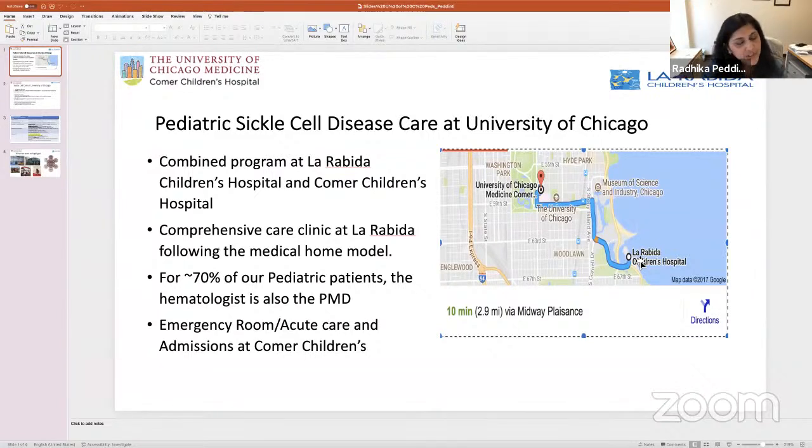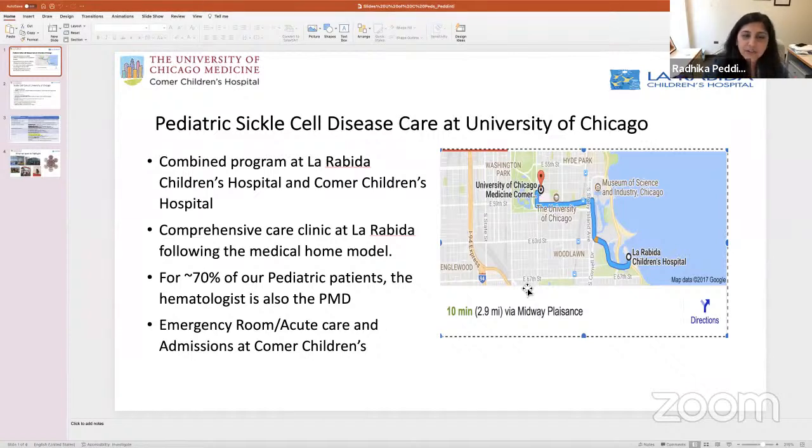We have some inpatient care, but most of the care tends to be outpatient. So our sickle cell outpatient clinic is set at Laura Beta Children's Hospital, and Comer Children's is about 3 miles away from Laura Beta, where most of our inpatient care and radiology services, etc. are.